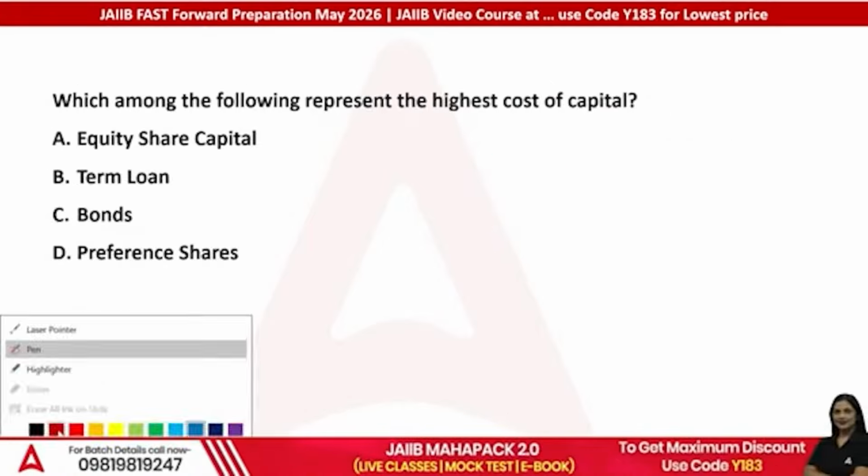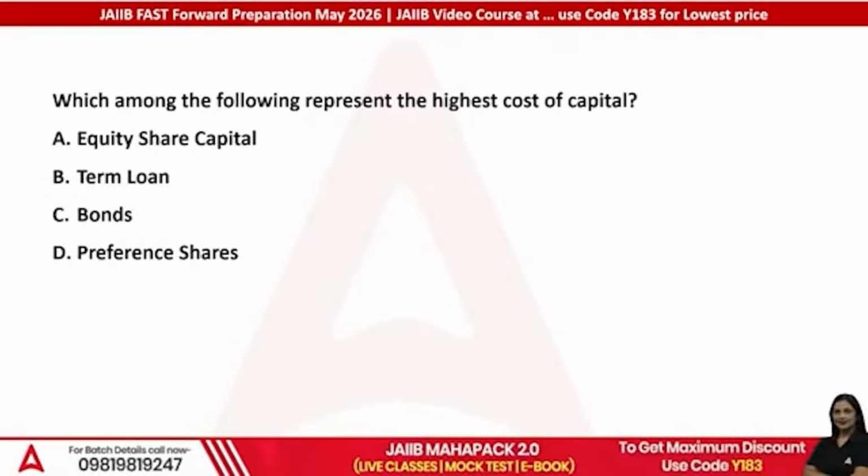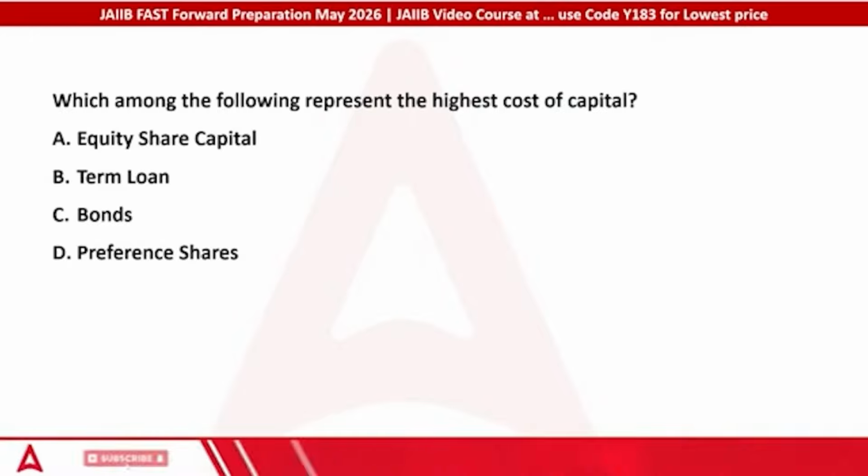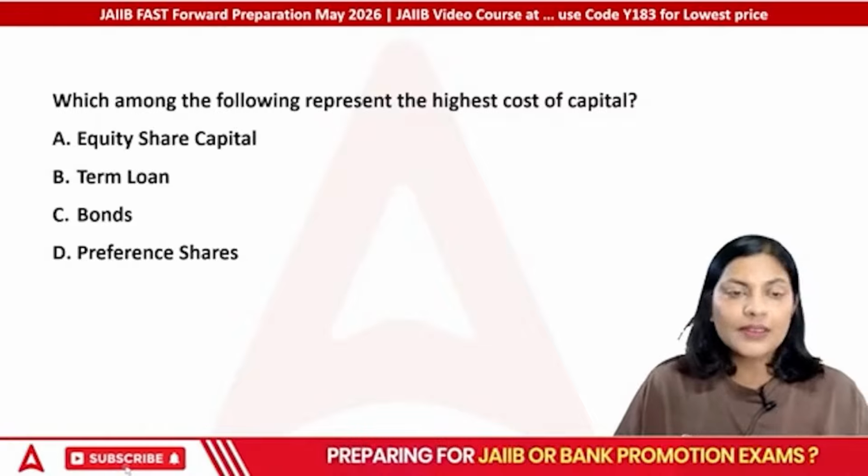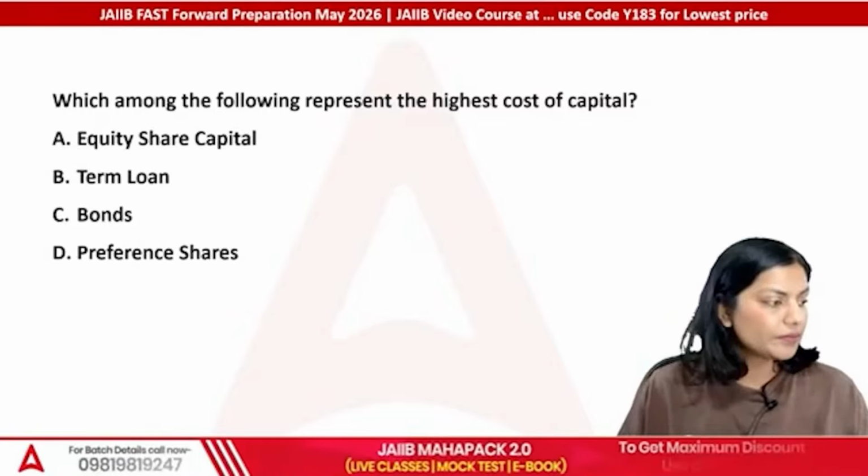Correct? Now, next one. Which among the following represents the highest cost of capital? Equity, term loan, bonds, or preference shares?